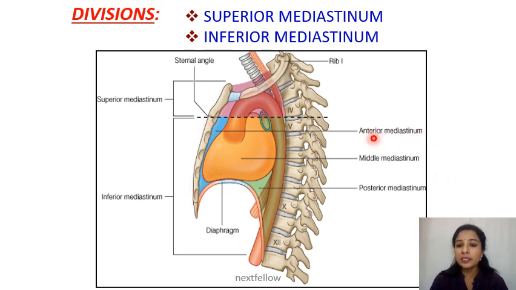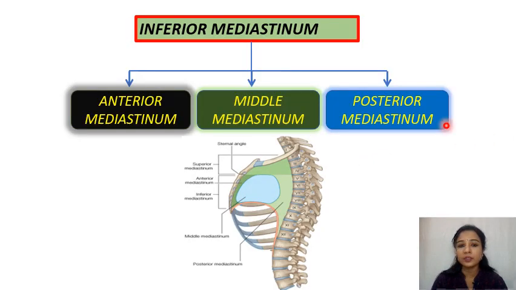The inferior mediastinum we can divide further into anterior, middle and posterior. Anterior is the blue one, middle is where the heart and pericardium are located, and posterior to the pericardium is the posterior mediastinum. These three are the subdivisions of the inferior mediastinum.